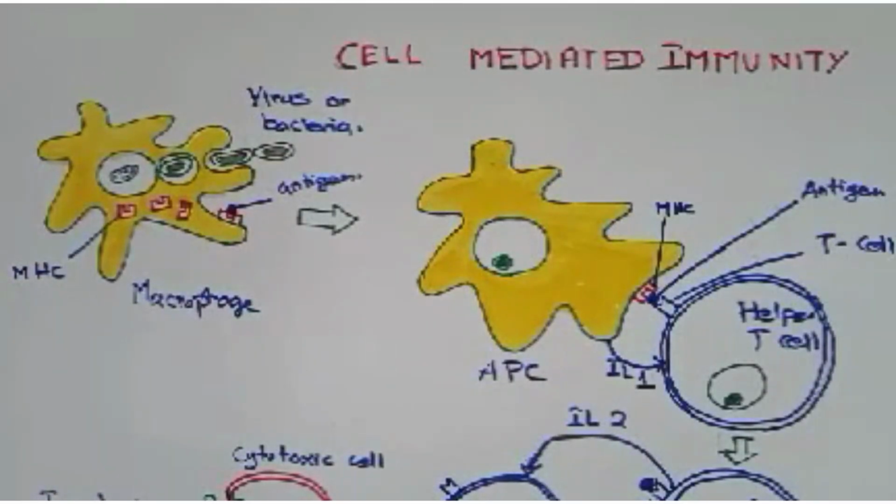Hi everyone. Today let us see cell mediated immunity. Cell mediated immunity is a type of acquired immunity which is contributed by the T lymphocytes and the macrophages. The macrophage is a type of cell. They are otherwise called dendritic cells.